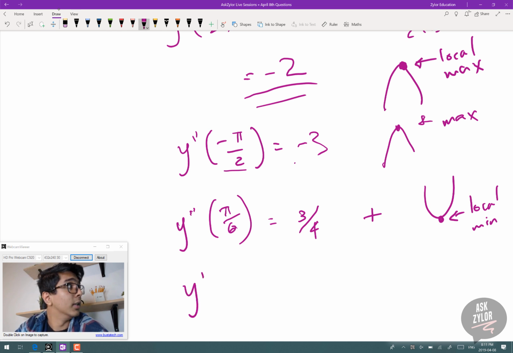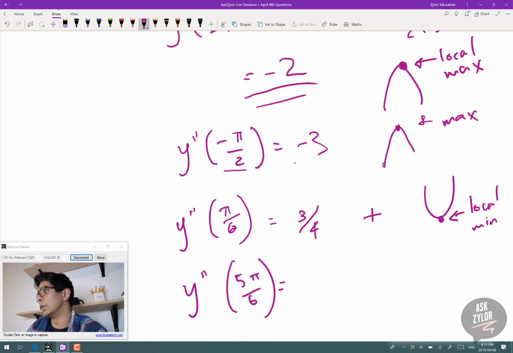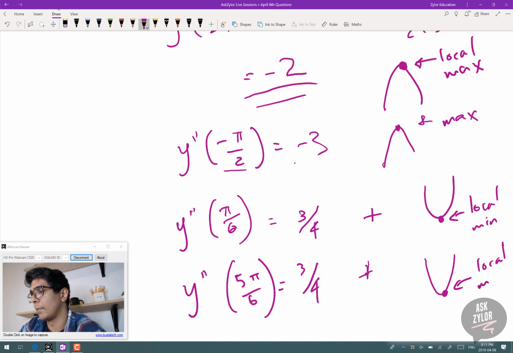And then the last one is 5 pi over 6, which is going to be again 3 over 4, which is again a positive, meaning I have a positive concavity, which is again a local max. A local min, sorry.